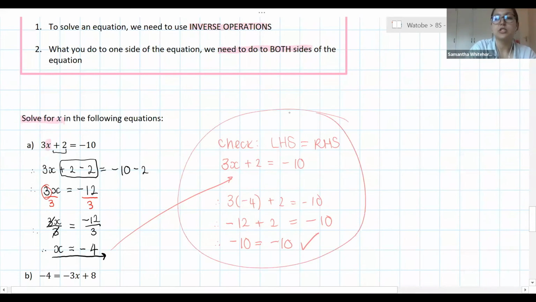But again, this check I would do just on my calculator. You don't have to write it down. Check that the left is equal to the right so that you know that the answer you've gotten for x is correct.